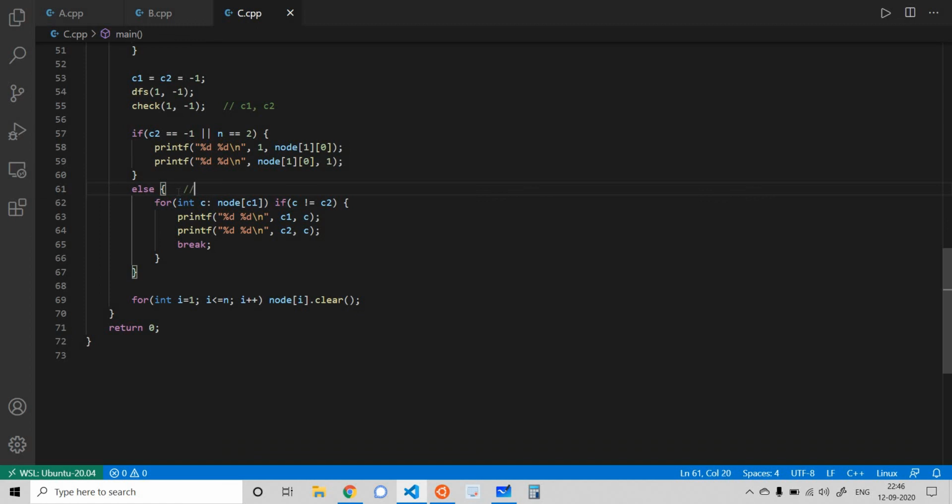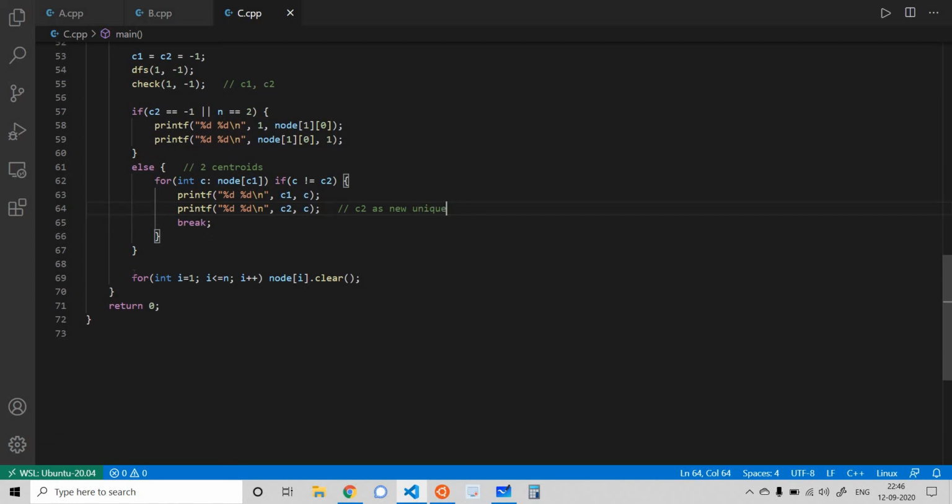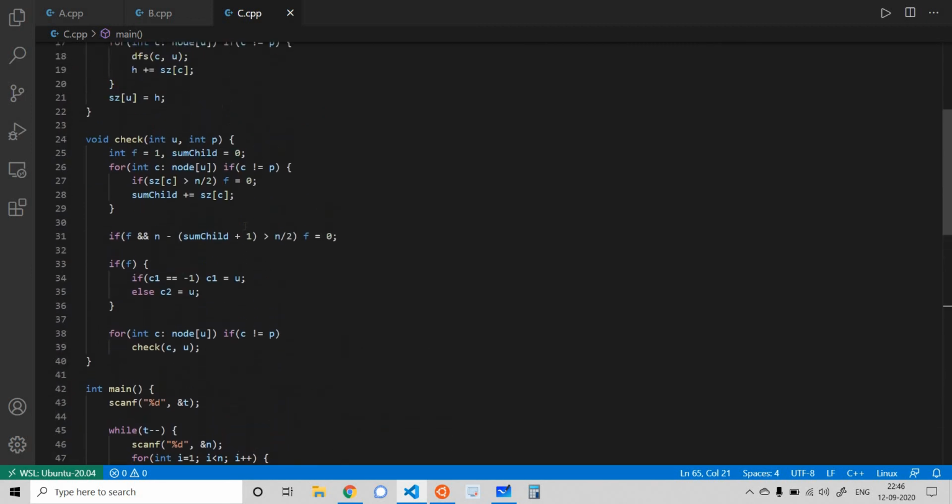Otherwise, if this is the case, then I'm having two centroids. Then what I'm doing is I'm picking an edge which is not the adjacent one between c1 and c2. I'm picking one edge from c1, and then I'm deleting that edge from c1 and attaching it to c2. Then what it will do is it will make c2 my new unique centroid. Okay, and yes, that's all. This is for the solution. That's all for the solution part.